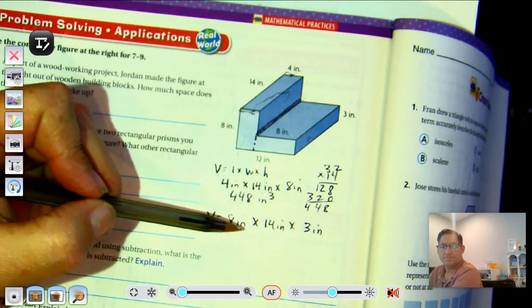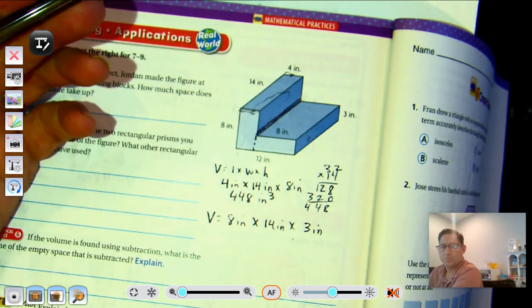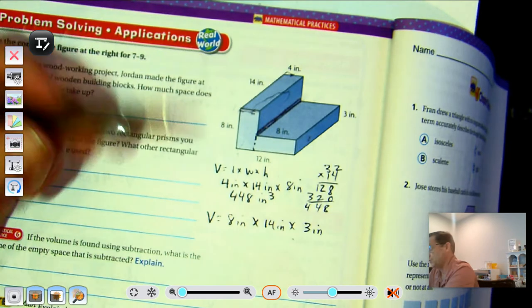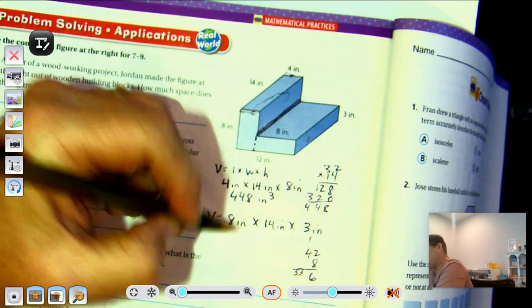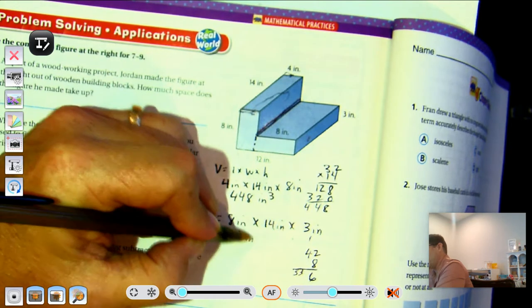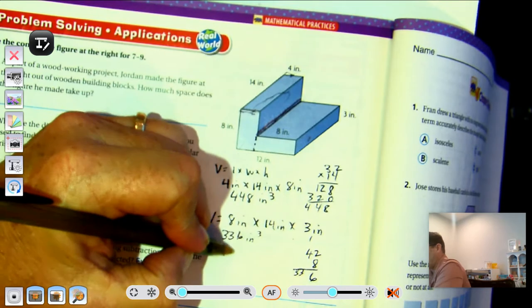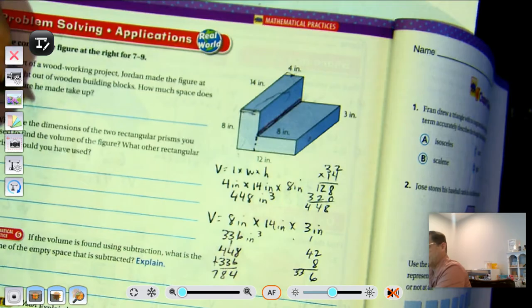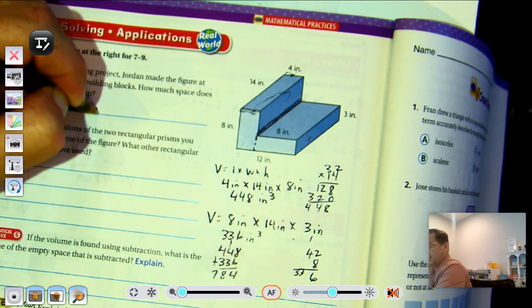And on this one, sorry, not 3 times 4. 3 times 14 is 42. And 42 times 8 is 336 cubic inches. So add 448 plus 336. We'd get 784 cubic inches.